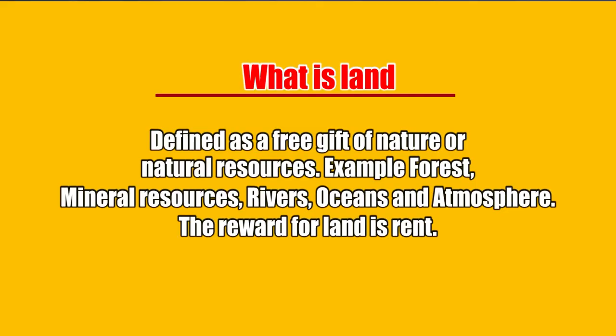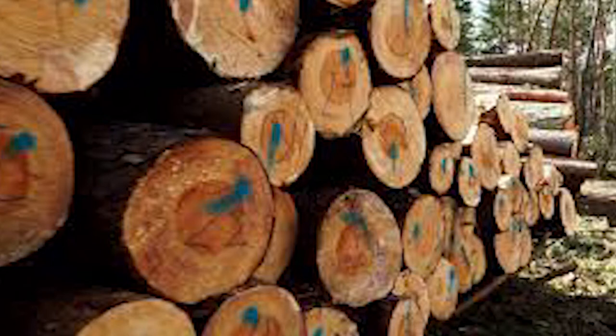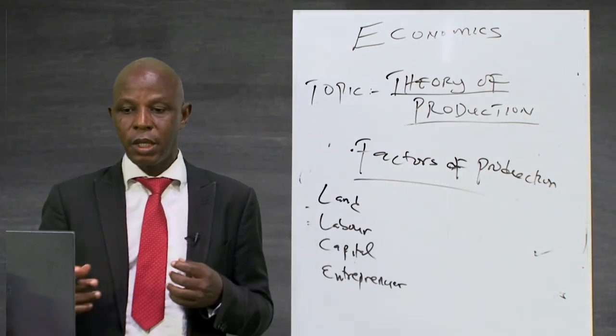Now, what is land? Land is defined as a free gift of nature or natural resources. Examples are forests, mineral resources, rivers, ocean, and atmosphere. The reward is rent. The reward of land is what? Rent. The first picture you see there is timber from forest. What do we use timber for? To produce furniture that you are sitting on.